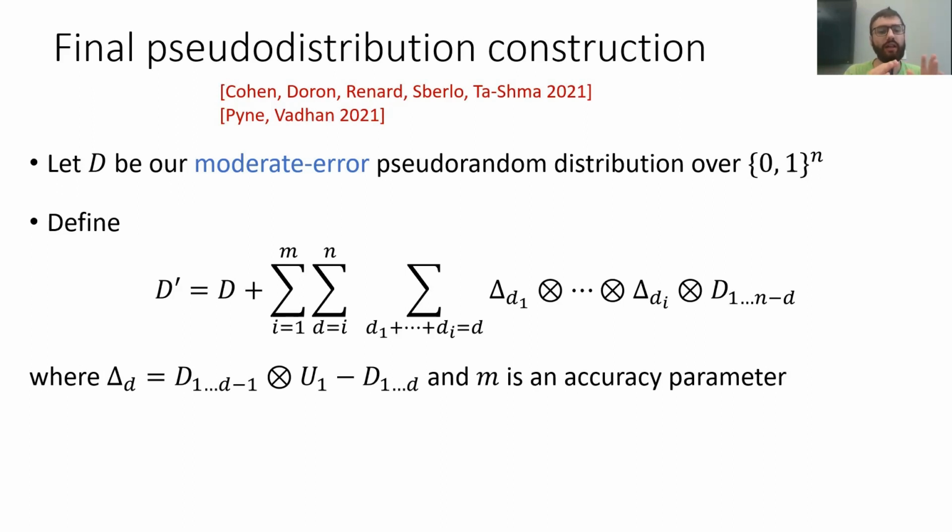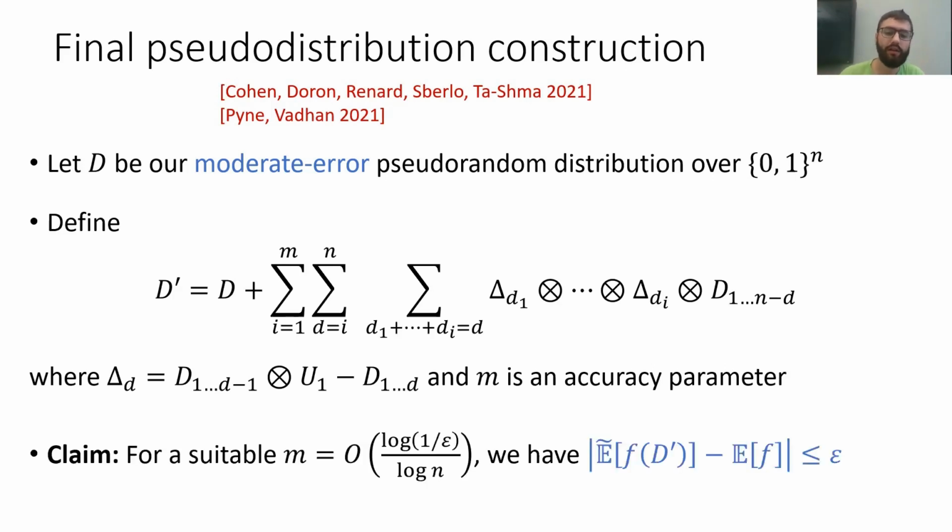But just at a high level, this formula says that D prime, our low error pseudo distribution, is given by D plus a bunch of correction terms, M correction terms. M here is an accuracy parameter where larger M is going to mean lower error. In particular, we claim that if you pick M to be roughly log 1 over epsilon over log n, then this pseudo distribution D prime fools our branching program F to within error epsilon.